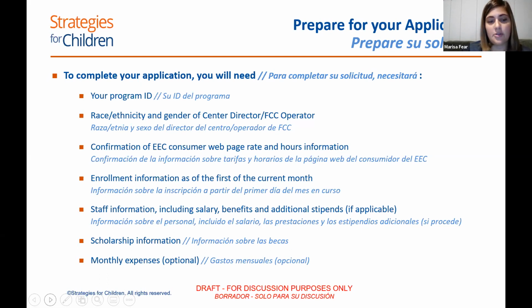There is one optional question on this application, which we included in the first poll, which is asking programs if they'd be willing to share their monthly expenses with the department. So this is an optional question. However, we are encouraging providers to fill this information out if possible, because this is very important information in terms of advocating for future funds as well.